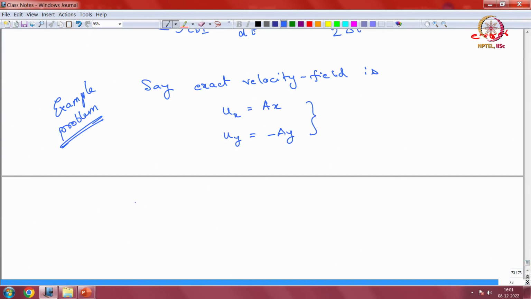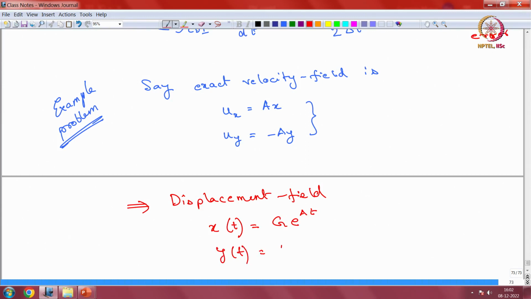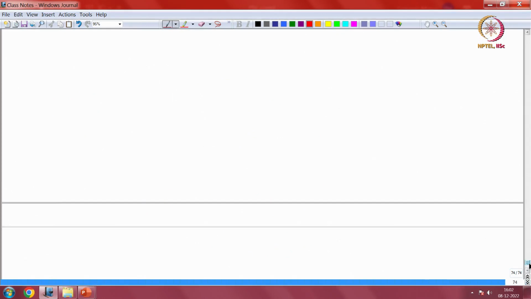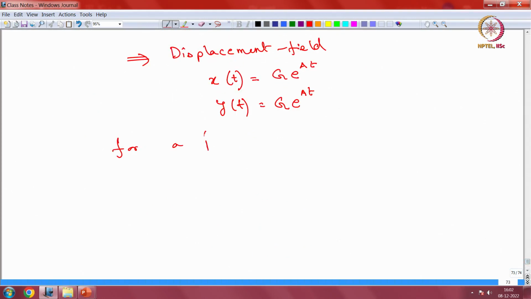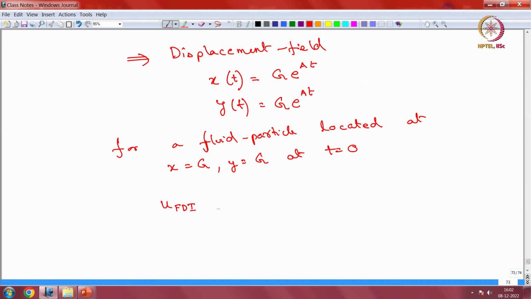So, now in order to do that, we have to first calculate the displacements, by the way. So, we know that when the velocity field is given, the displacement field is also automatically known, and that you can get by integrating the equation above. So, my x(t) is nothing but some g e to the power a t, and my y is again some g e to the power a t, right, for a fluid particle located at x equal to g and y equal to g at t equal to 0. Okay. So, the task at hand now is to find what u FDI is and u CDI is and the corresponding errors.